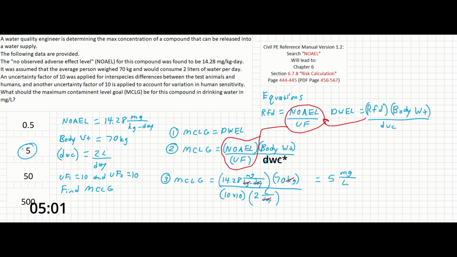So this problem is actually very easy to solve if you know a few things. 1, you need to know where your equations come from in the manual. 2, you need to recognize that the MCLG equals the DWEL. And 3, you need to understand how to manipulate the equation for reference dose to go into the equation for DWEL. And finally, you need to recognize that both uncertainty factors need to be used to account for the total uncertainty used in coming up with this standard. And that's it.